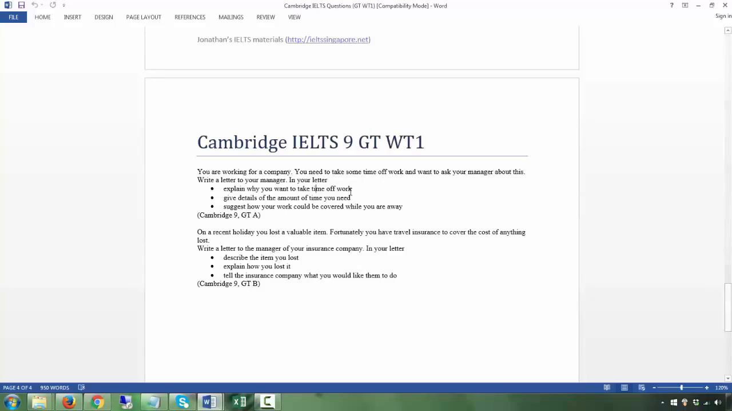That's the reason why I said you are in charge of how much detail you want to write in this letter. And the point is this: you need 150 words at least. Okay, so task 2 is 250 words minimum. Task 1 is 150 words minimum.